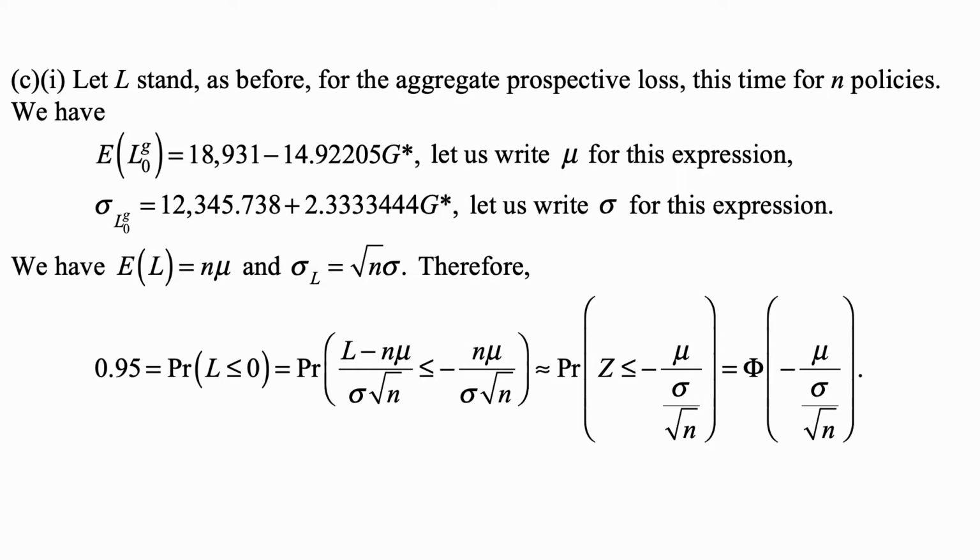Part C, Part 1. Let L stand as before for the aggregate prospective loss, this time for n policies. We have the expected value of individual prospective loss as before and the standard deviation. Let's just write mu for the first and sigma for the second. E of L for the aggregate loss is n mu, and sigma L is the square root of n times sigma. So 0.95 is equal to the probability that L is less than or equal to 0, which is equal to the probability that L minus n mu over sigma square root of n is less than or equal to minus n mu over sigma square root of n. That's the probability that z is less than or equal to minus mu over sigma square root of n, and that's equal to phi of minus mu over sigma divided by square root of n.